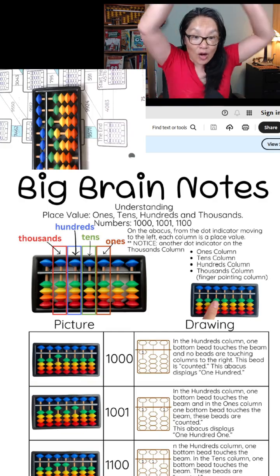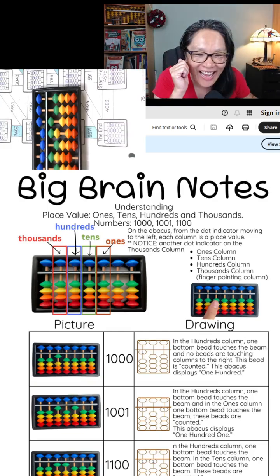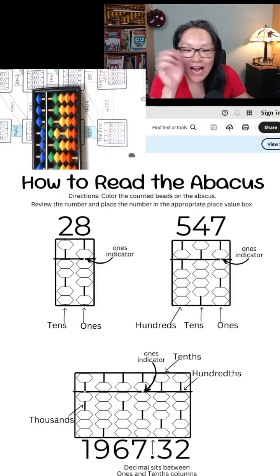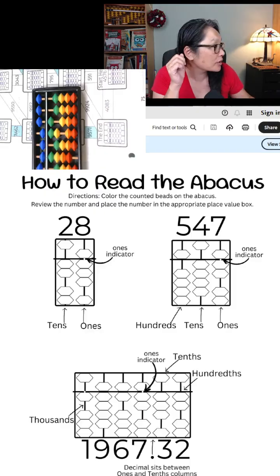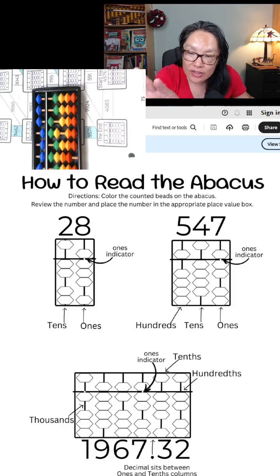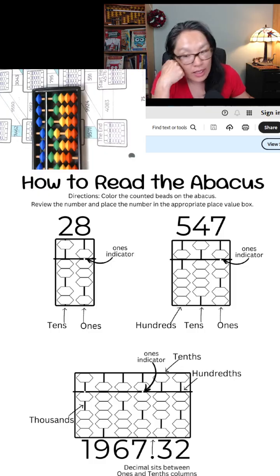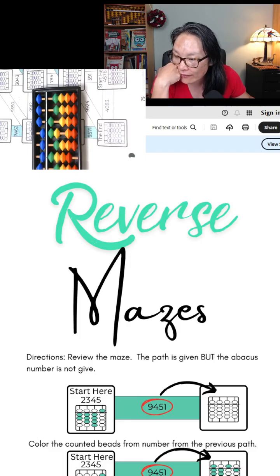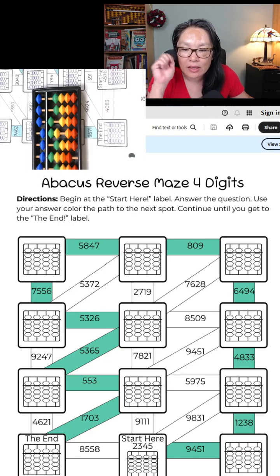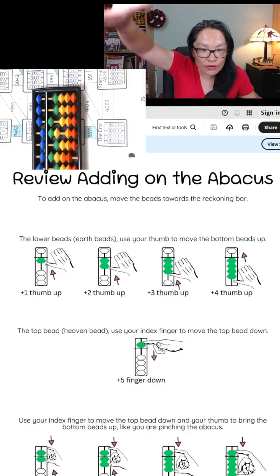And then, hello, Jello! Welcome back! I'm just showing off my little adult book. Okay, so then again, this is just understanding how to read the abacus of 4 digits, and then this is the reverse maze. It's only a little bit here and there. And then, again, you just need a color. Now I give you a summary.